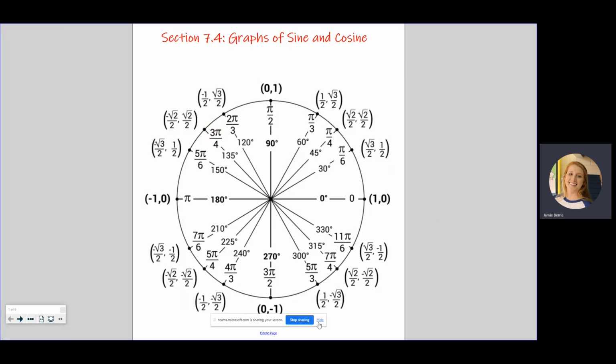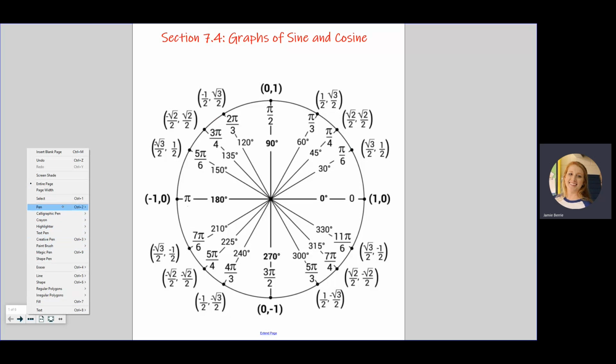In this section we're going to be graphing sine and cosine. We're going to look at some characteristics of the graphs of sine and cosine, and just know that where we get these values, the y values of the graph, are going to come from our unit circle.